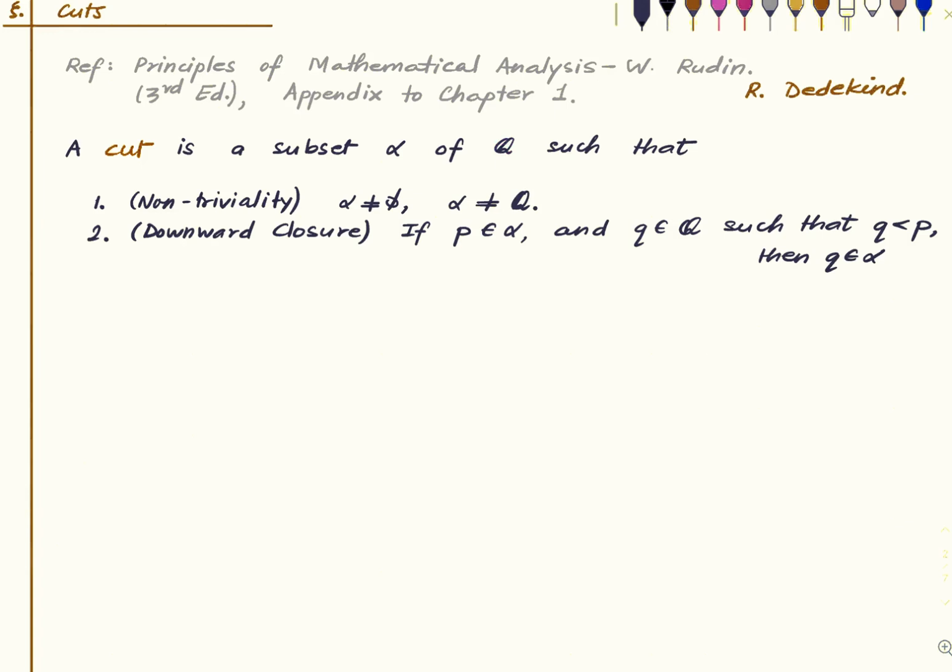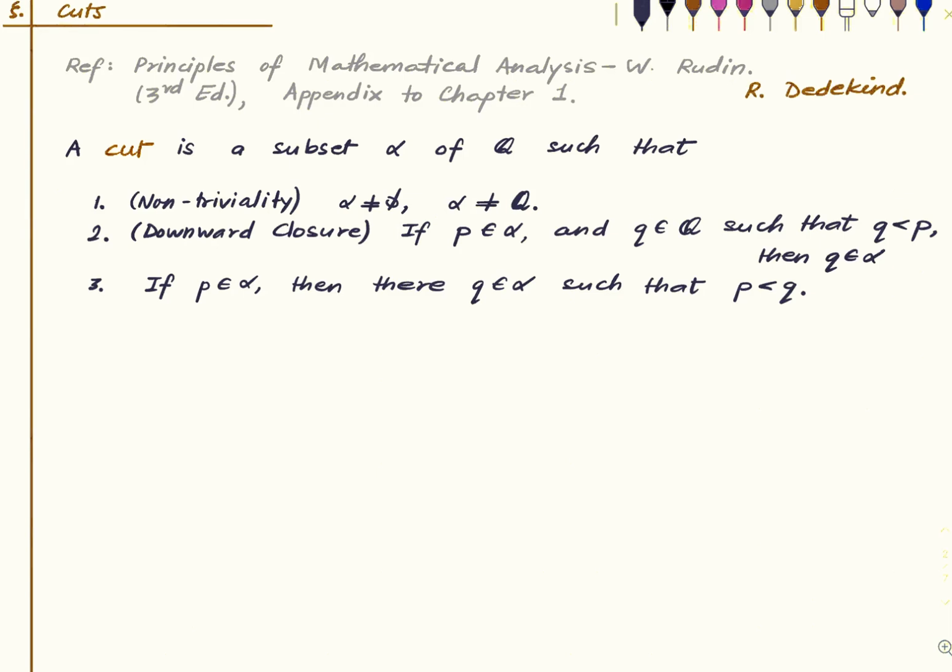Okay, and lastly, this I do not have a single nice name for. This is the lack of an upper bound inside the cut. So what do I mean? If p is in the cut, then there is a rational, a point q in the cut such that p is less than q. So it is just saying that within the cut you cannot find an upper bound to the cut.